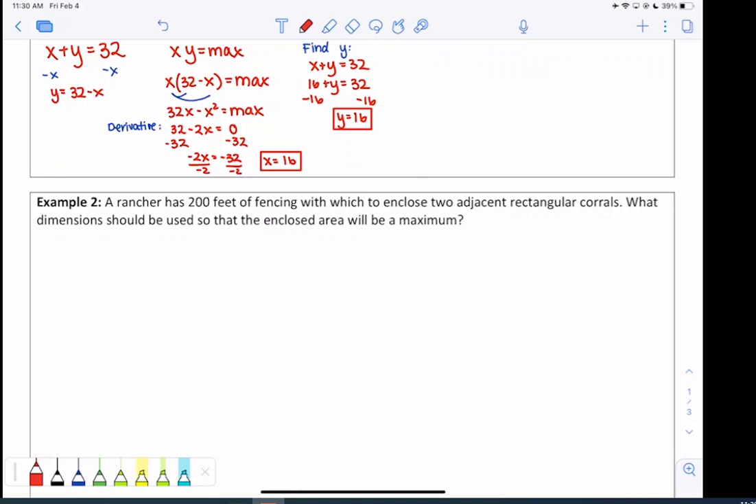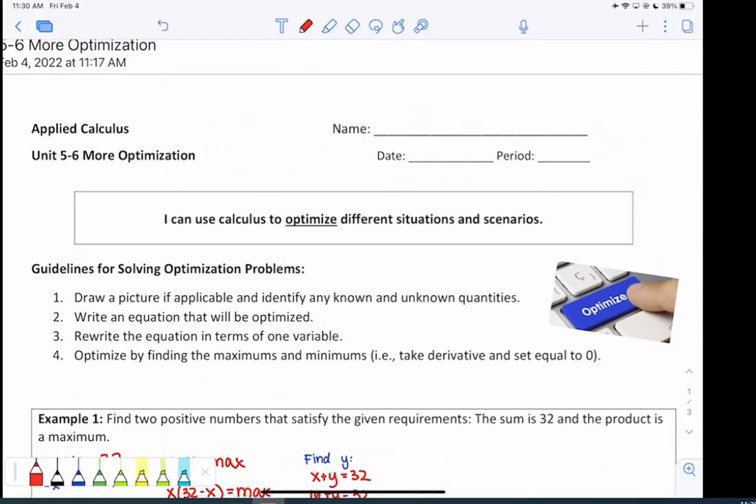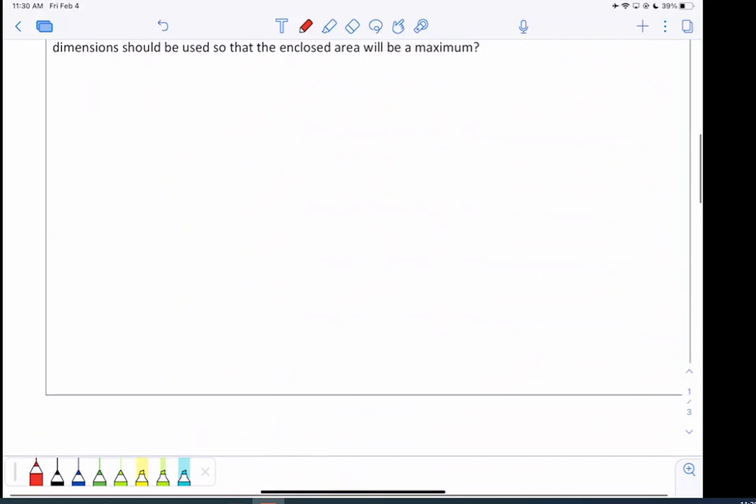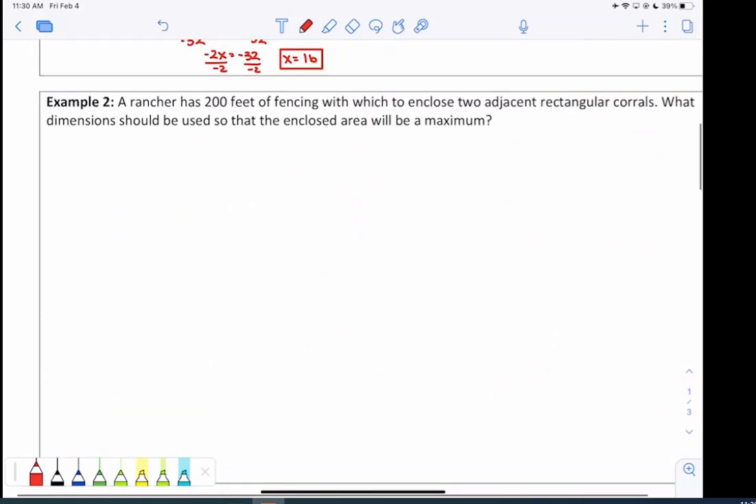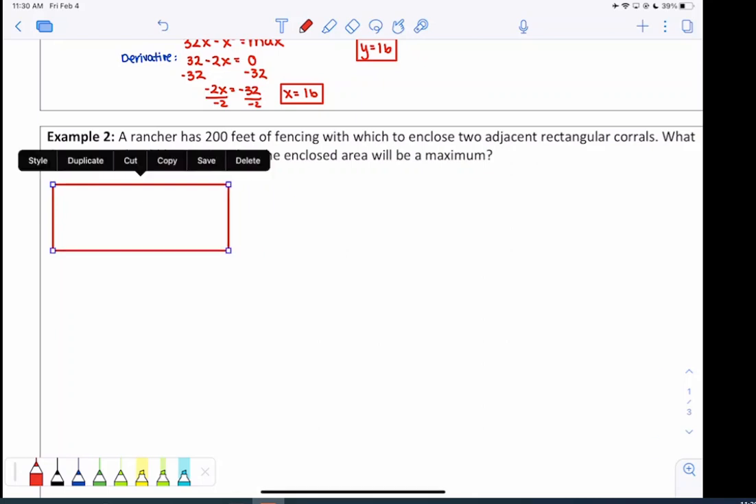This is a perfect example of when I don't want to skip step number 1, draw a picture. So I have 200 feet of fencing, and I want to enclose 2 adjacent rectangular corrals. So here is my overall rectangle. And I want to split this up into 2 pens. I'm going to split it right down the middle.